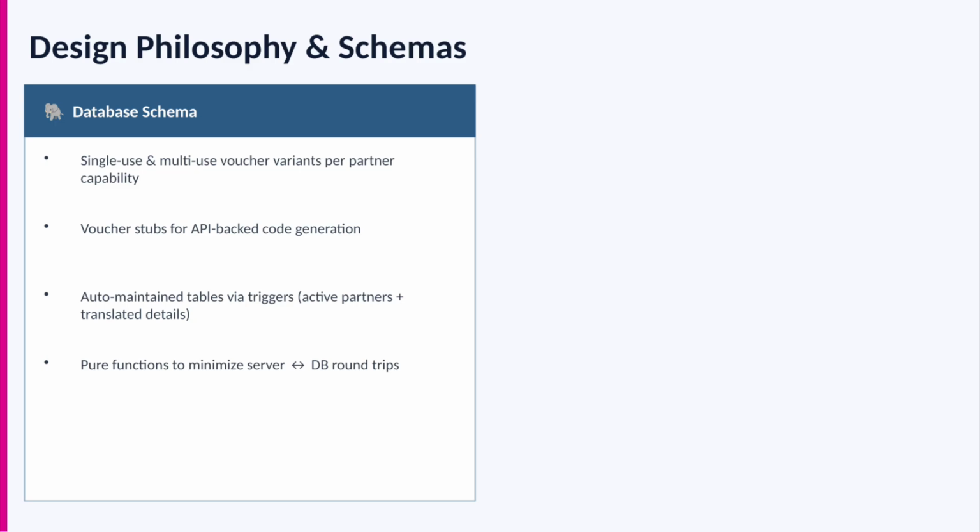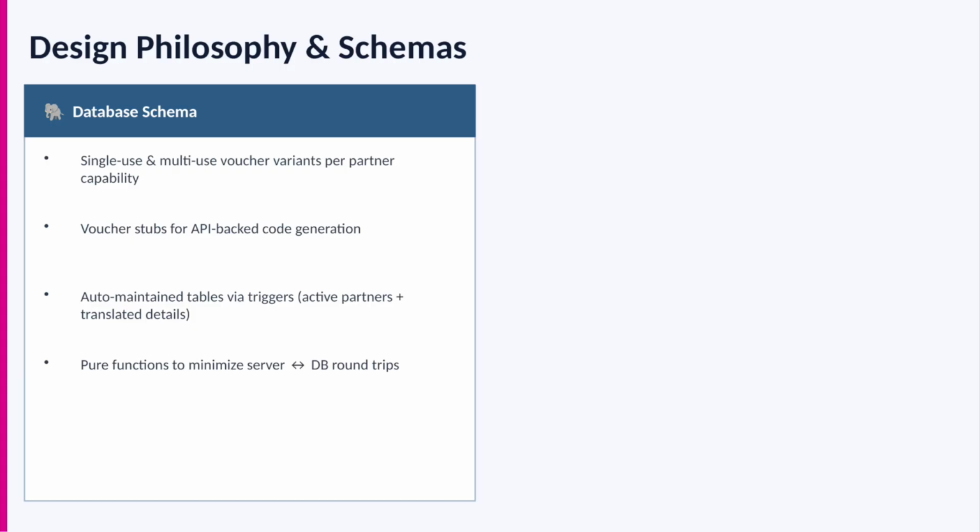The database schema contains implementation details that can vary based on the nature and capabilities of each partner. For instance, vouchers can be stored as single-use or multiple-use vouchers depending on whether the partner has provided us with batch-generated single-use codes or a single code that they wish to remit to all users. Voucher stubs can be stored for partners with an API that we can reach out to in order to generate actual codes.